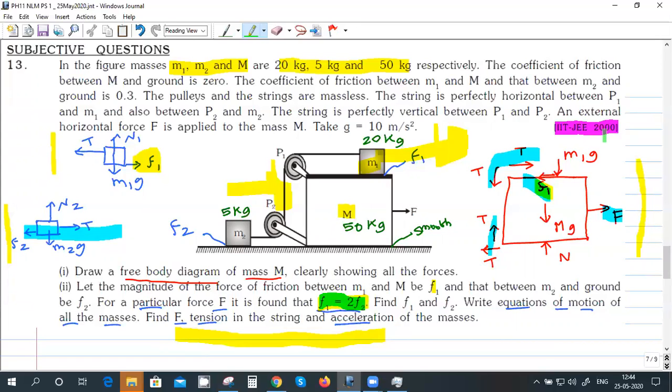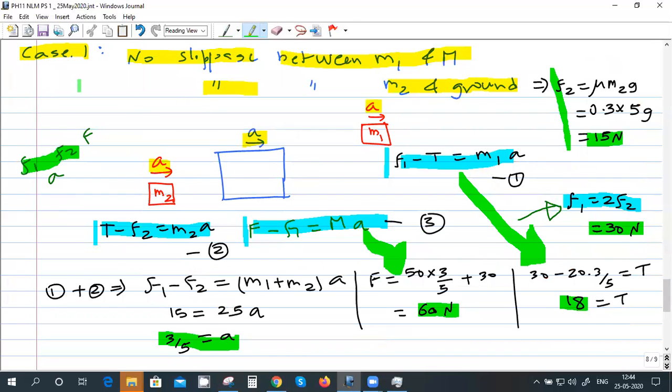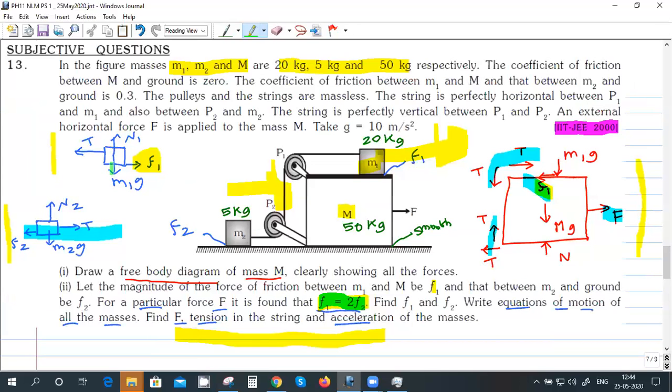Right. This question is a bit on the difficult side because it is time consuming and conceptual clarity is required, and there is more than one case, and if you don't choose the right case first, then it will take some more time. So it is a little bit on the difficult side.